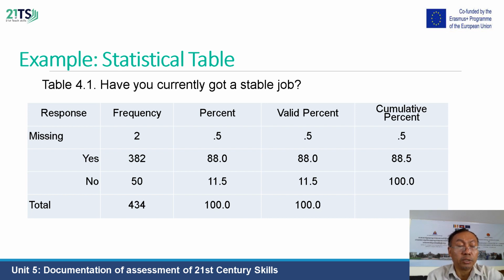From the table, we can see that among the 434 people, two did not answer the question. It equals 0.5%. And 382 people state that they have currently got a stable job. It equals 88%. And among the 434, 50 of them say they did not have a job, so it equals 11.5%.